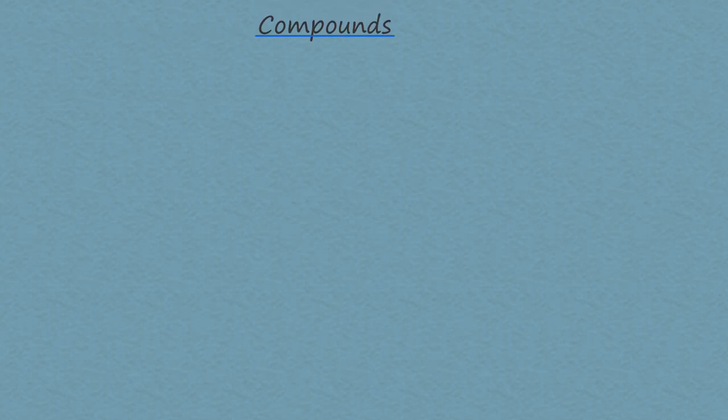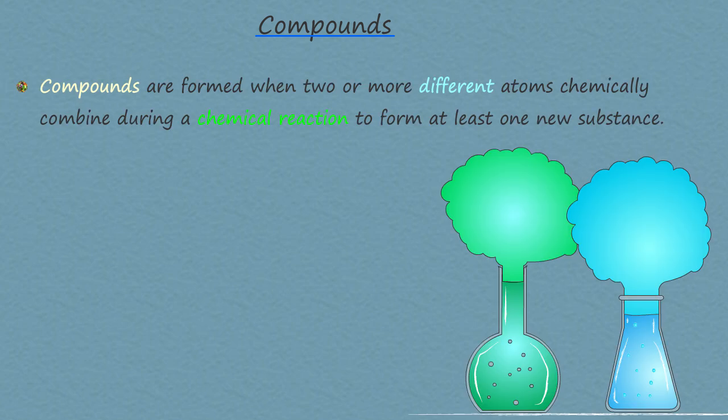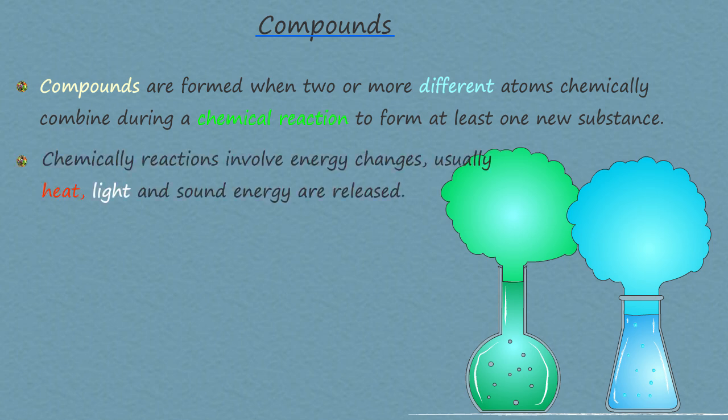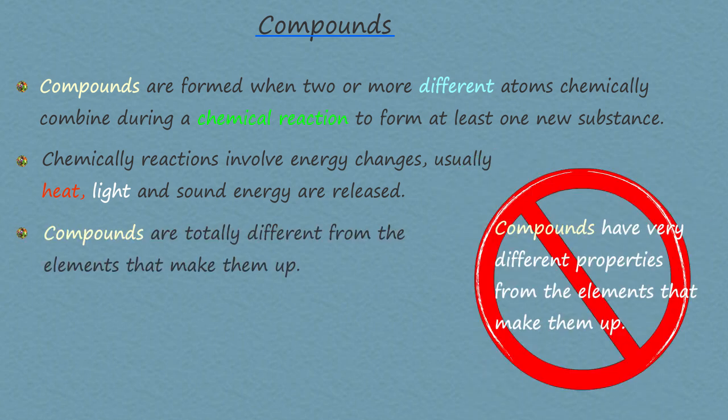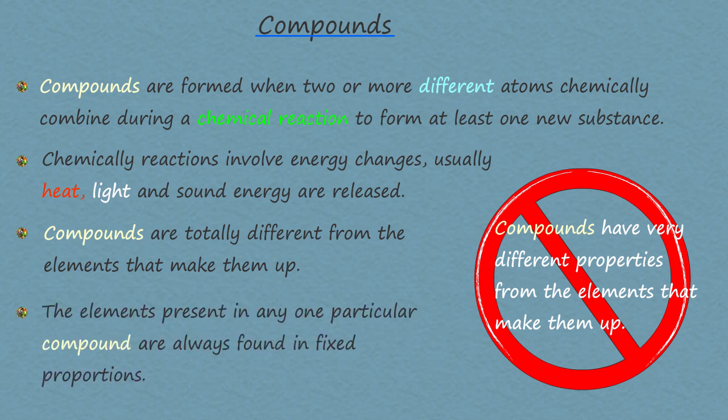Let's have a look now at some of the properties of compounds in a little more detail. Now compounds are formed during chemical reactions when two or more different elements combine chemically with each other. Usually during a chemical reaction, energy changes take place, such as the release of heat, light and sound energy. Now an important point you should know is that compounds have totally different properties from the elements that make them up, and we will look at this in a little more detail shortly. Finally, in any particular compound, the elements are always found in fixed proportions.